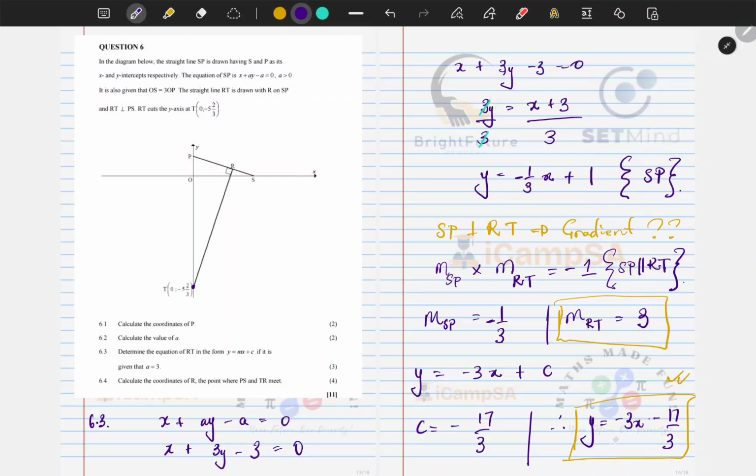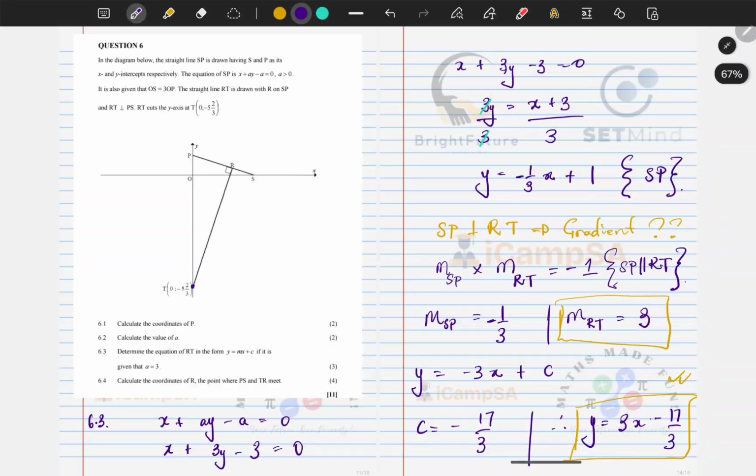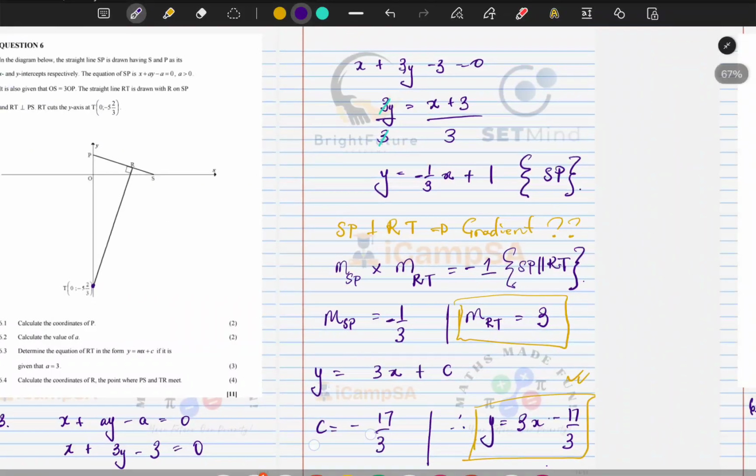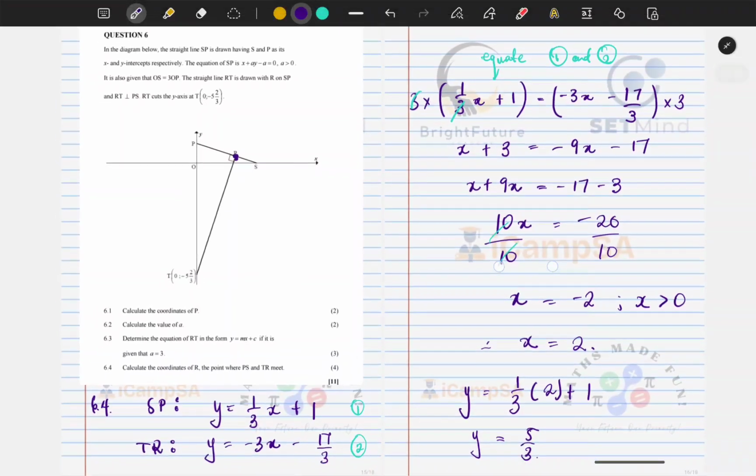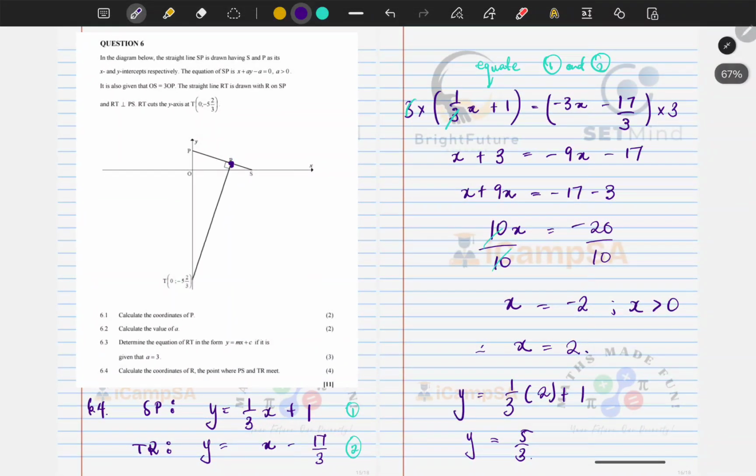And then from here, this would have been 3x minus 17 over 3, right? And then even here, it was supposed to be negative, and then this should have been 3x. And then from here, this should have been negative, and this should have been positive.